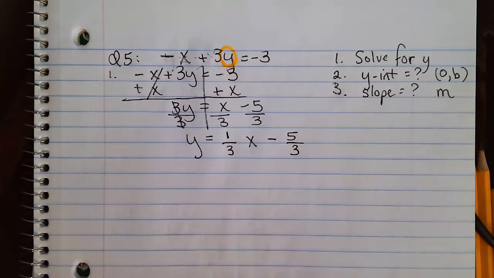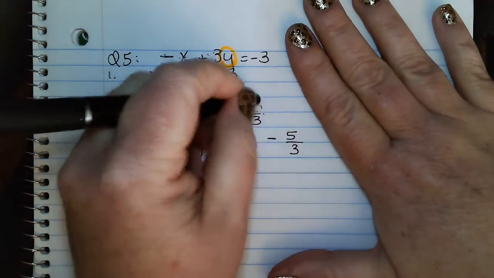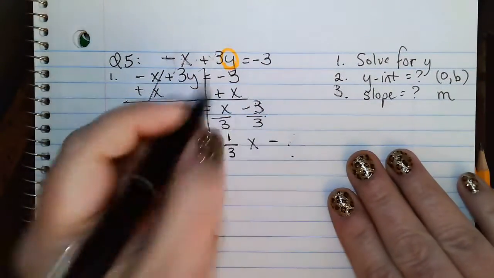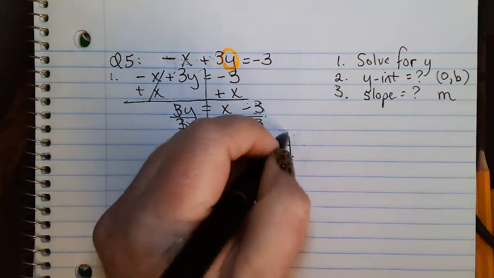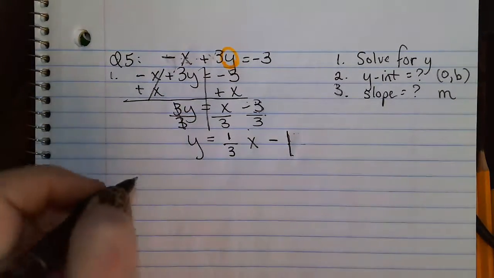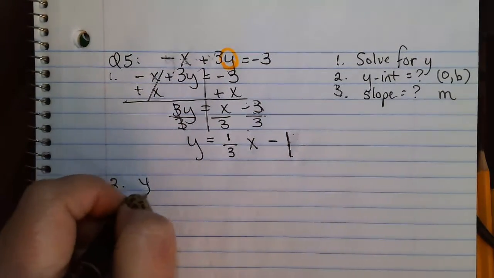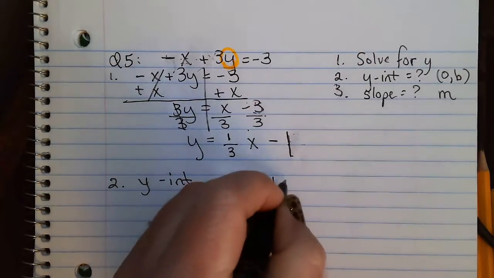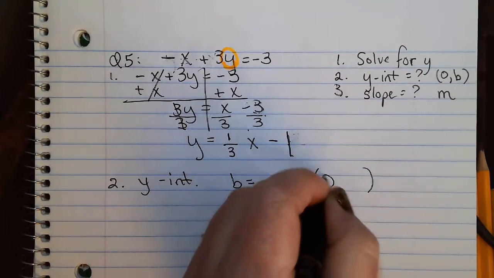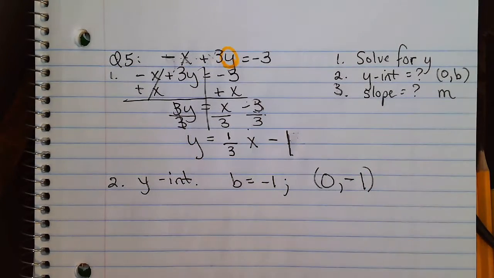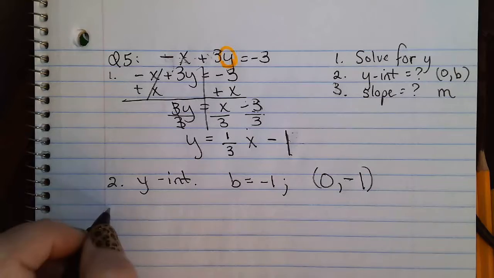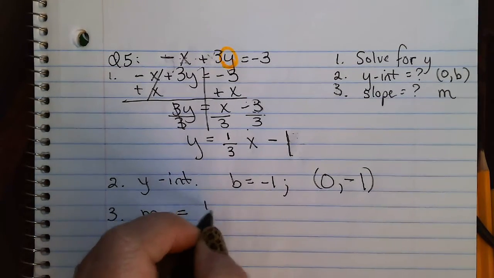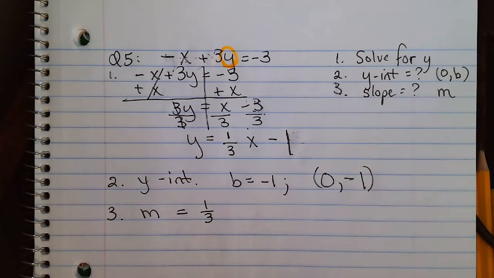Oh, that's not a 5, that's a 3, isn't it? Well, that makes a difference. I forgot. That was a negative 3. So negative 3 over 3 is 1. Okay? So now for part 2, my y-intercept, b equals negative 1. So that means my y-intercept is the ordered pair 0, negative 1. My m is the coefficient in front of x.